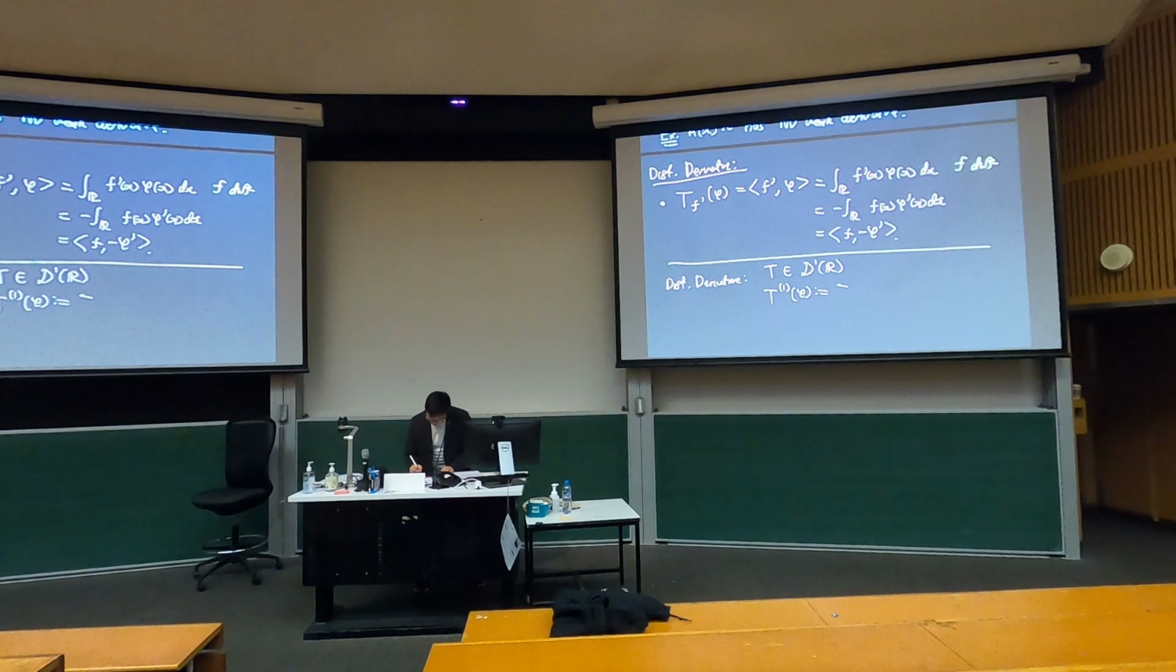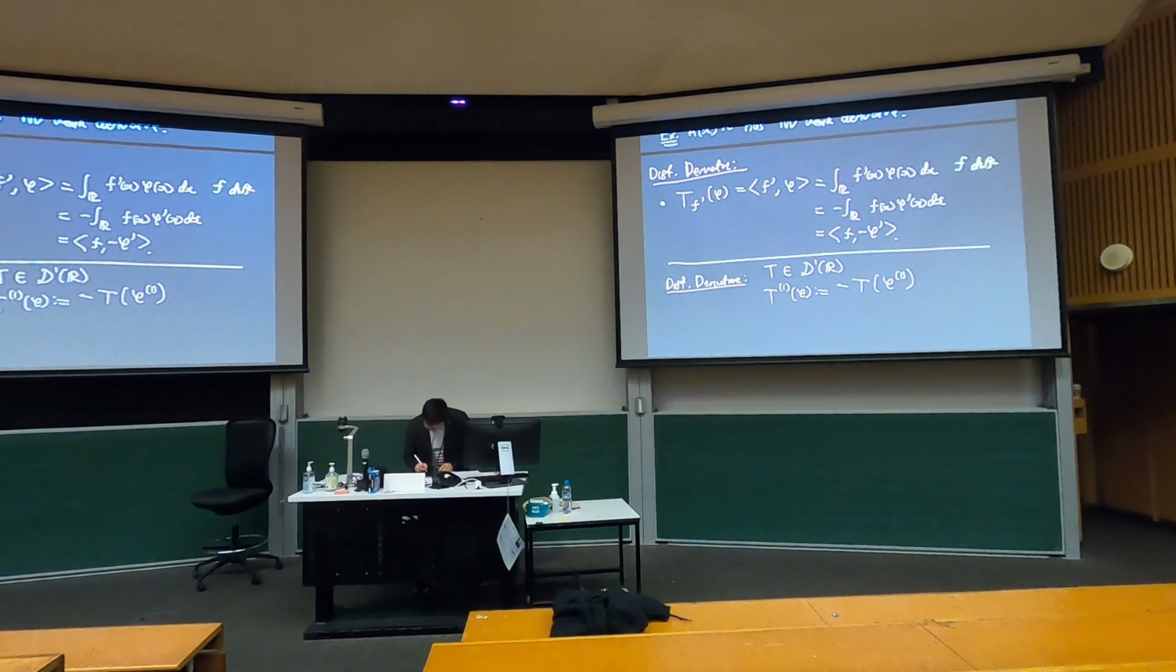negative of the distribution, and I take the first derivative of the function I test on. So that's how I actually define the distributional derivative. And you can see how that's actually consistent for the functions, consistent for everything before.